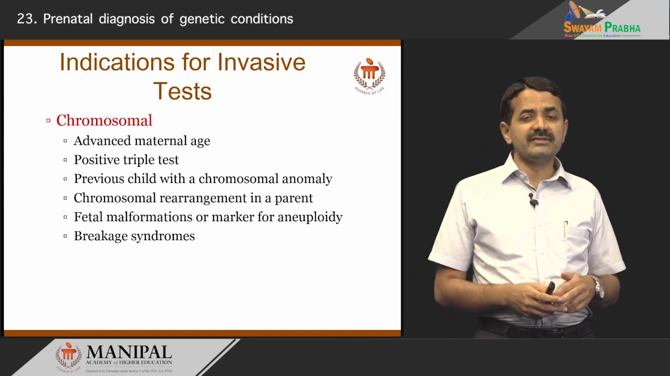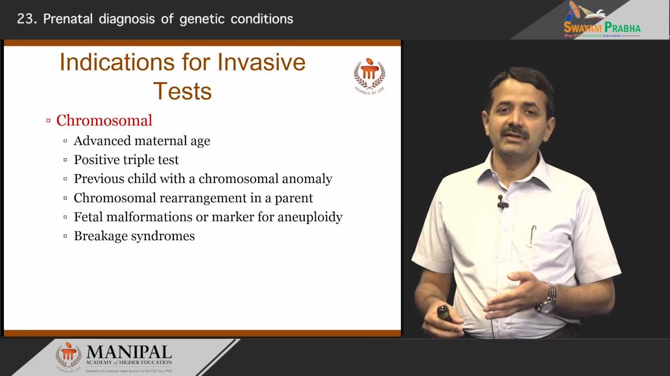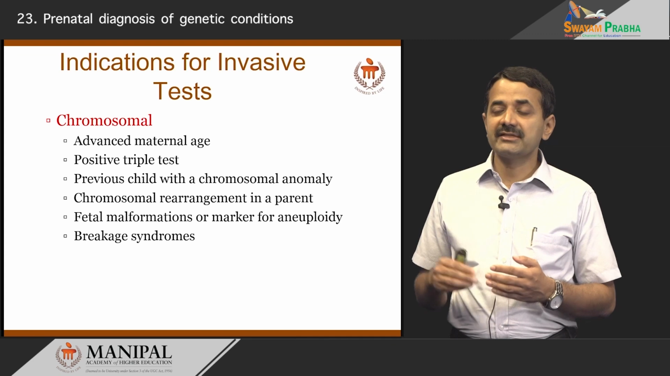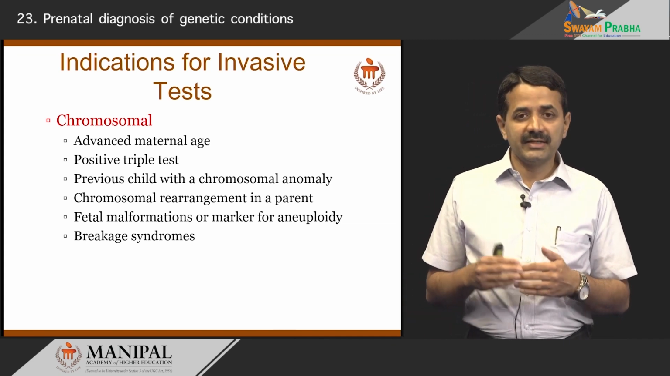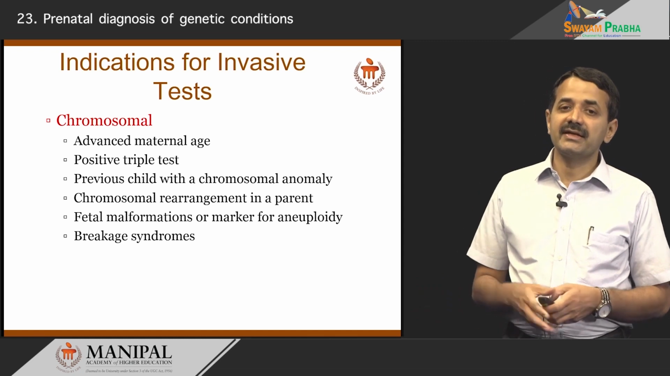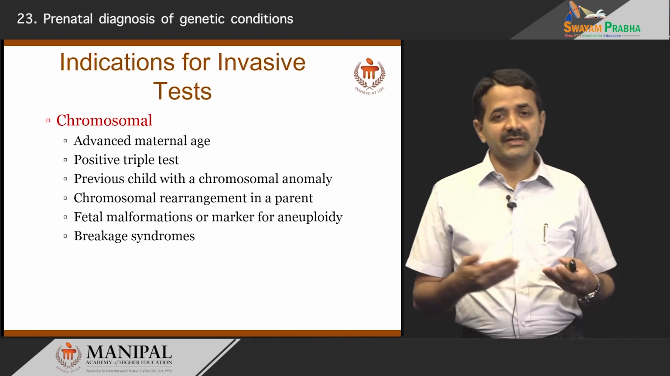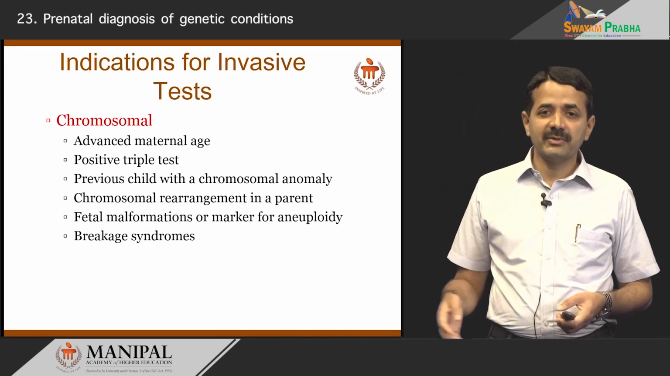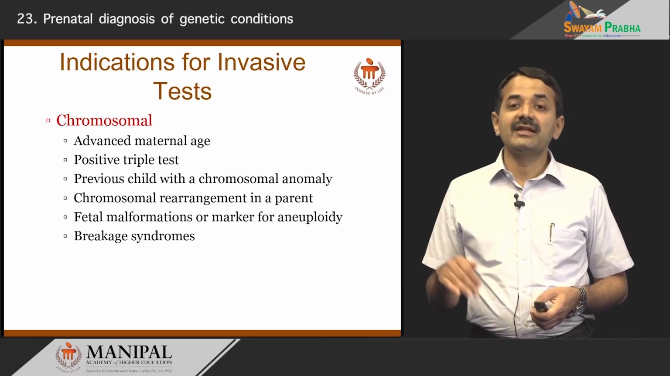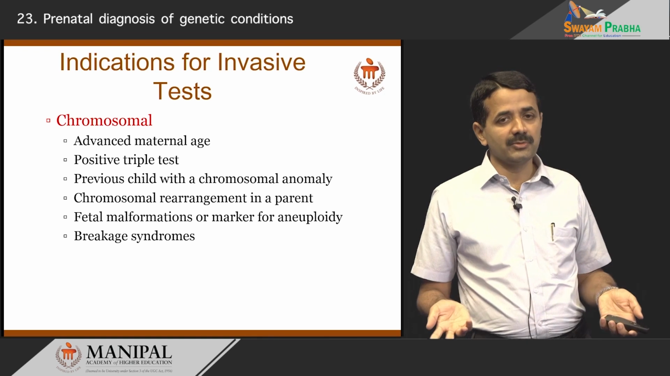When do we do invasive testing? It may be to study the chromosomes in the fetus. For example, advanced maternal age, when the age of the mother at the expected time of delivery is 35 or more, a positive triple test, quadruple test or a screening test, a previous child with a chromosomal anomaly, chromosomal rearrangement in a parent, fetal malformations or markers for aneuploidy by ultrasound, or chromosomal breakage syndrome.